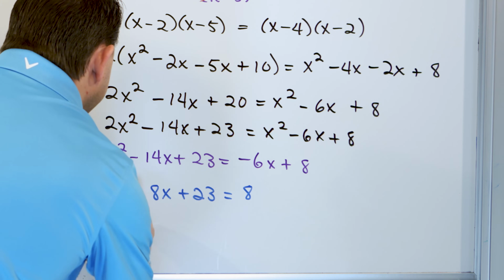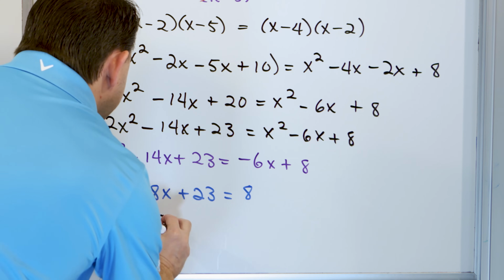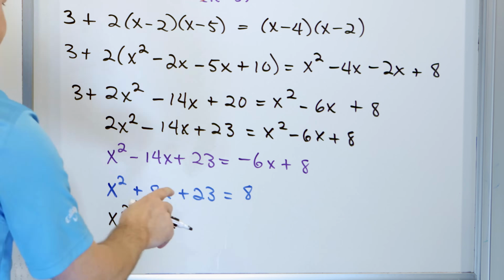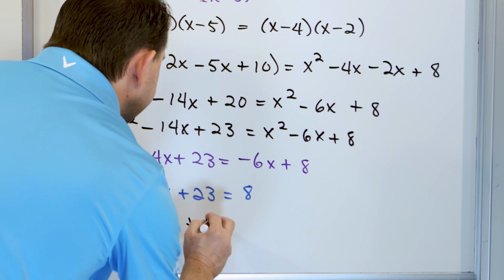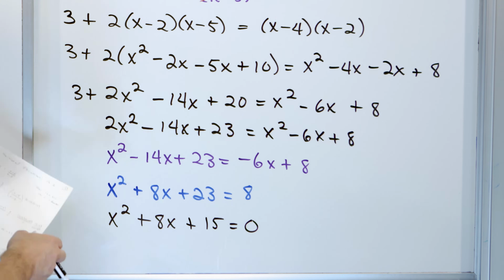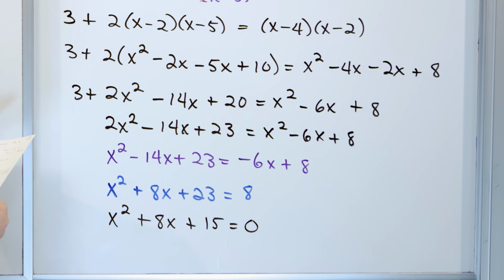So we're going to have the x squared. We're going to have the 8x. And then what is 23 minus 8? Over here, we subtract 23 minus 8. We're going to get a positive 15, and that's going to be equal to 0. So let me check. x squared, x squared plus, looks like I have a sign error somewhere.